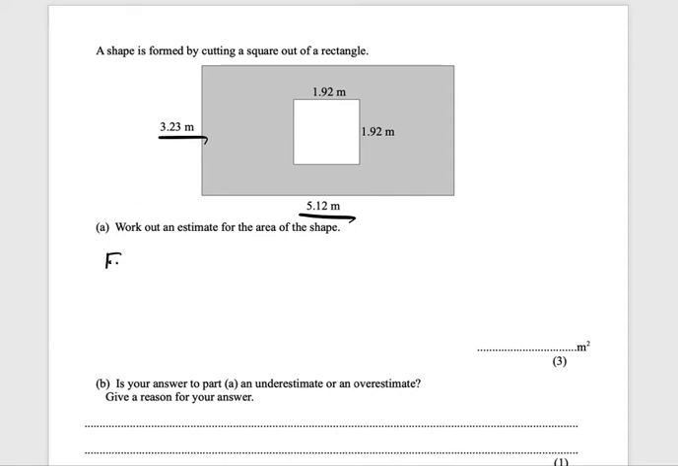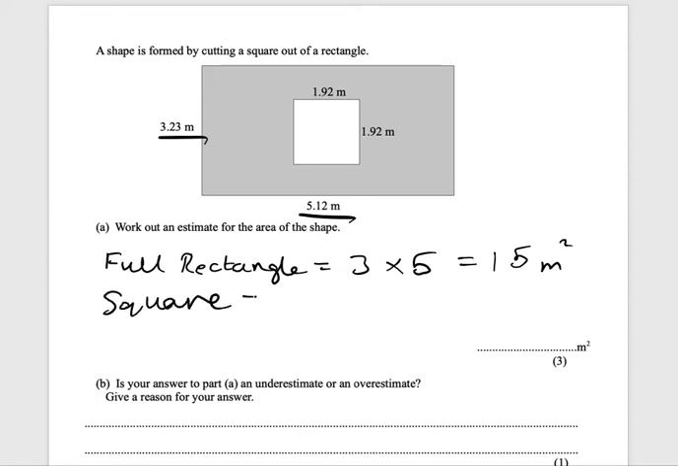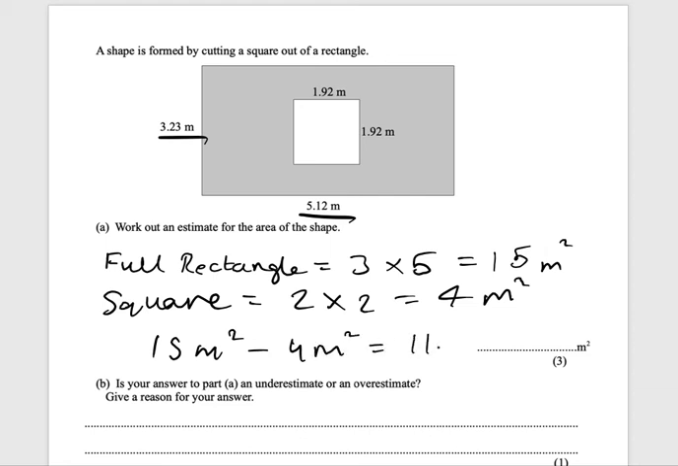So the full rectangle is going to be equal to 3 multiplied by 5, which is going to give you 15 meters squared. Now the area of the square, we will have to round them both up. So 1.92 to 2, we can do 2 multiplied by 2, which is going to give you an answer of 4 meters squared. And to work out the shaded area, you're going to do 15 meters squared subtract 4 meters squared, and that's going to give you an answer of 11 meters squared. So our answer is going to be 11 for 3 marks.